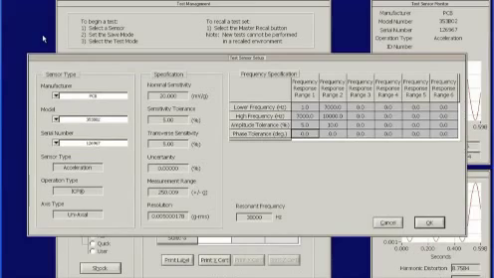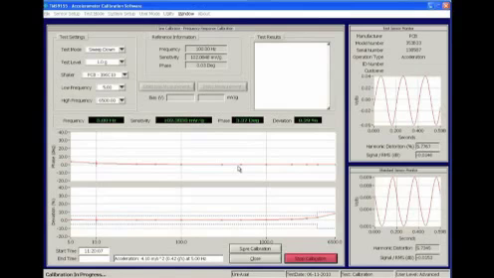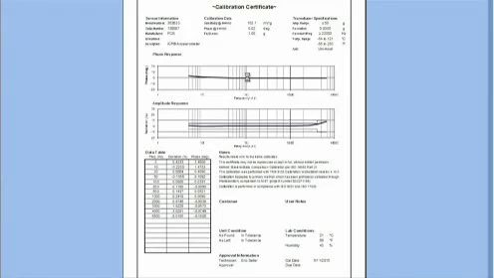1. Select the sensor that is being calibrated and the test being used. 2. Run the calibration. And 3. Save and print the calibration results.